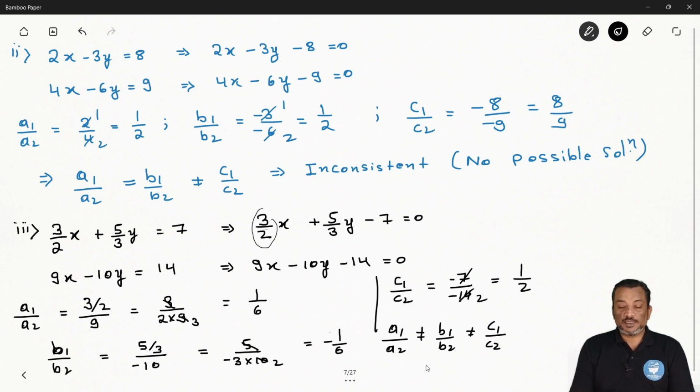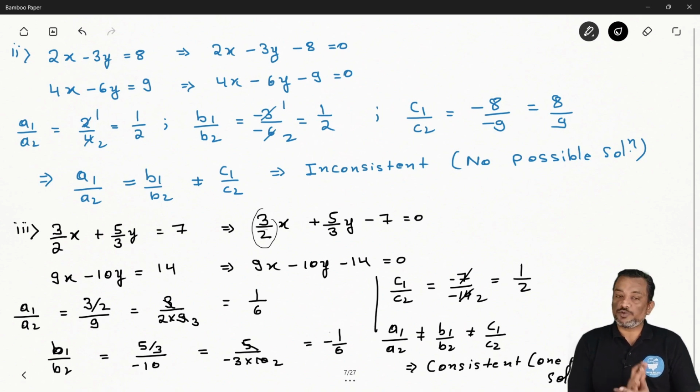So which means like a first question. So we can say it is a consistent and only one common solution. That is because the lines intersect. Okay, consistent and one possible solution. Okay, clear? So now this way you have to solve this one.